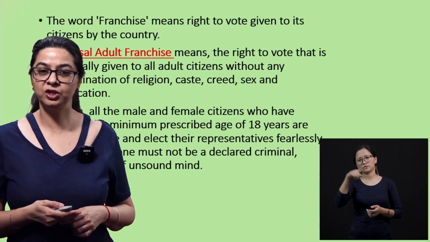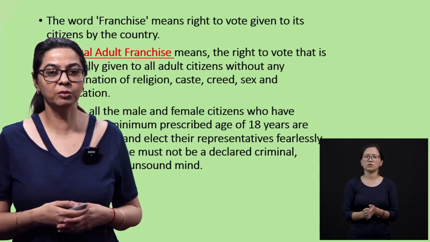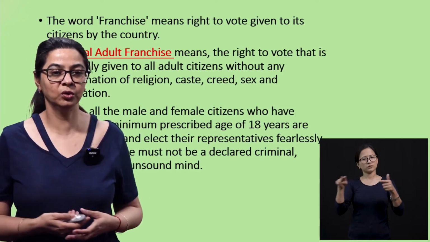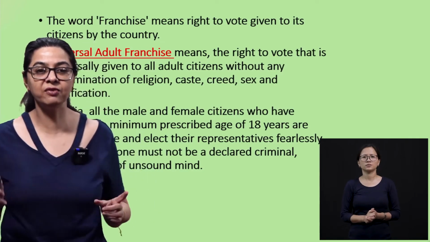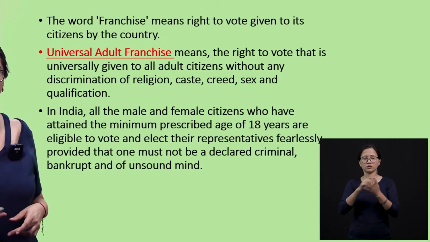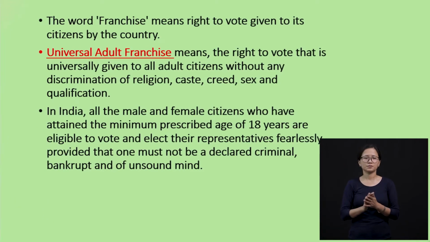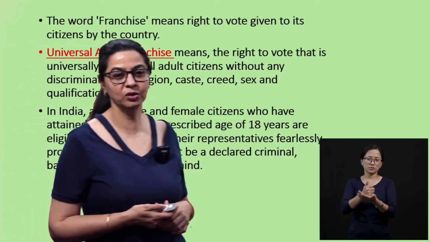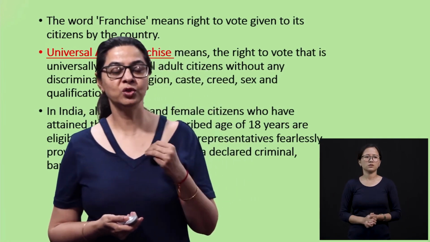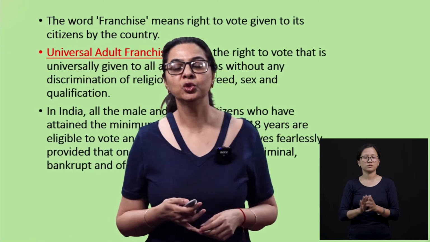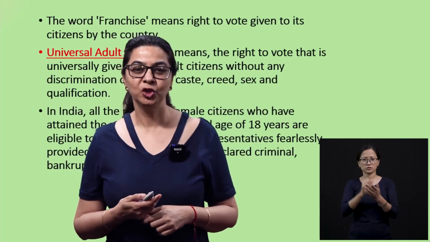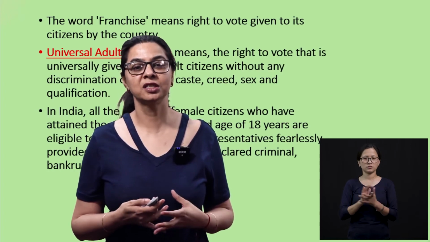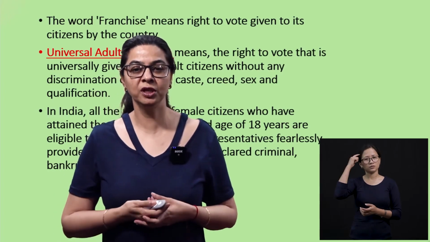It doesn't matter which religion you are coming from, which caste, which place, which economic strata. So universal adult franchise means every adult gets a voting right. So in India, all the male and female citizens who have attained the minimum prescribed age of 18 are eligible to vote and elect their representative fearlessly, provided that one must not be a declared criminal, bankrupt or of unsound mind. So there are three things to keep in mind if you want to stand for an election: you should not be a criminal, you should have money, and the third is that your brain should be absolutely okay.